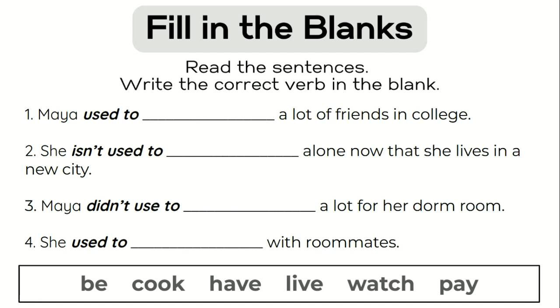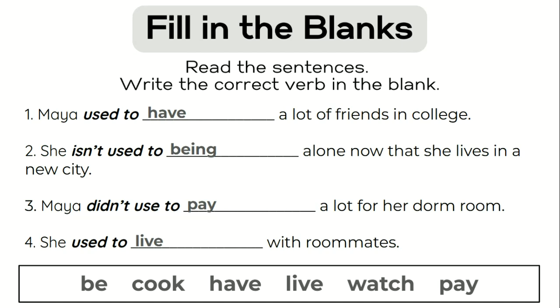All right, let's take a look at number one, and the answer should be have. Let's read it together. Number one, Maya used to have a lot of friends in college. Number two, the answer should be being. Let's read it. Number two, she isn't used to being alone now that she lives in a new city. All right, number three, the correct answer is pay. Number three, Maya didn't used to pay a lot for her dorm room. And number four, the correct answer should be live. Let's read it. Number four, she used to live with roommates.